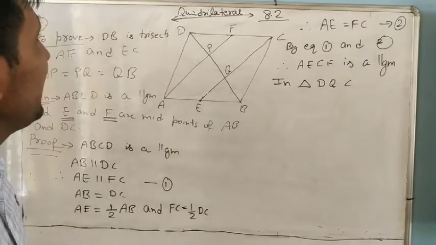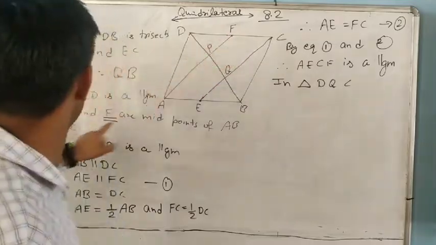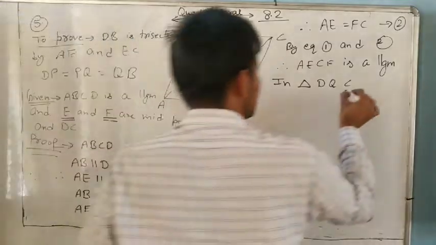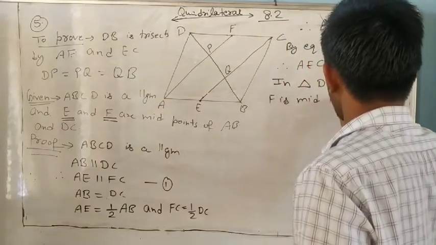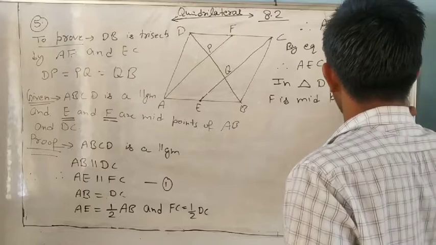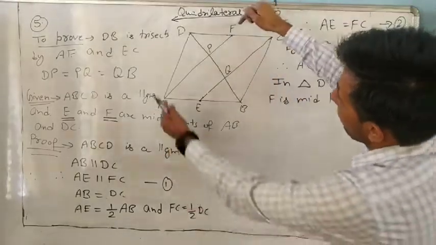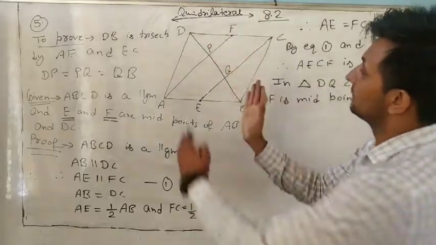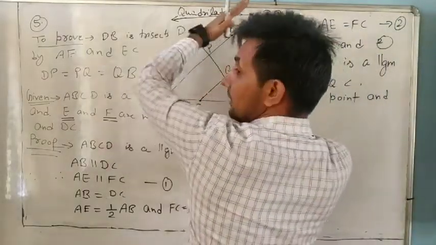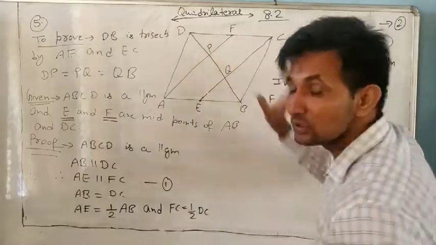So this one in DQC, we know F is the midpoint. Given or not? In DQC, F is the midpoint, and we already proved that AECF is a parallelogram. It means AE is parallel to EC, because it is a parallelogram. It means EF is parallel to QC also.